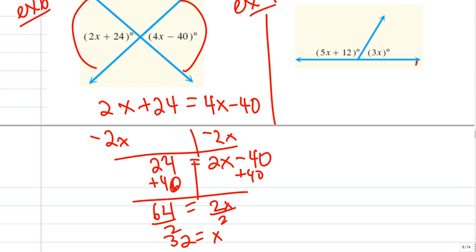On the right, these angles are not equal. They don't even look equal, okay? But that's not what they're saying. These two angles form a straight line. Therefore, they add.